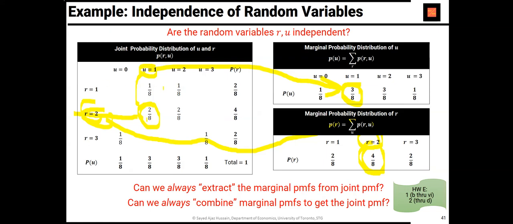Maybe we should do one more. Okay, fine. What about this one? Here's the probability of R equal to 1 and U is equal to 2. Is that equal to just the probability of R equal to 1, which is 2/8, times just the probability of U is equal to 2, which is 3/8? So you wonder if 3/8 times 2/8 is equal to 1/8. And again, the answer is no.